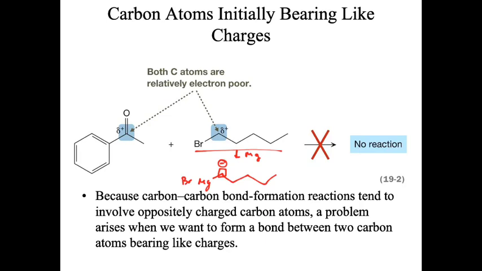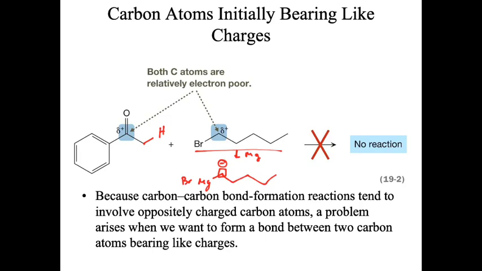Could you have made the other one a negative? Yes, you could use a base. What is the base going to do? The base would remove the hydrogen. It's not keeping the chemistry at those positions, okay? But it is at least changing one from a negative to a positive. Does that make sense?